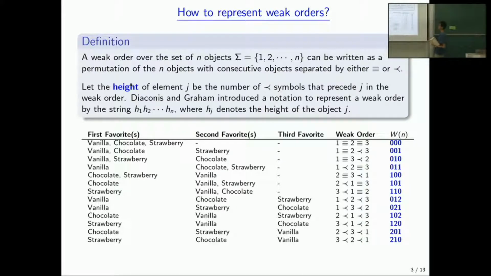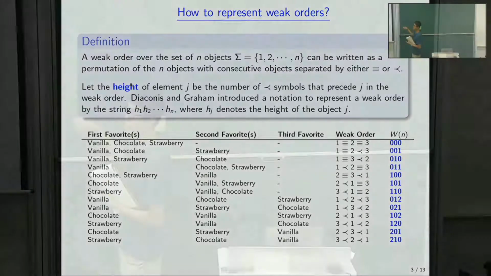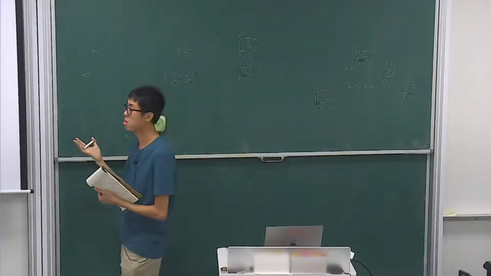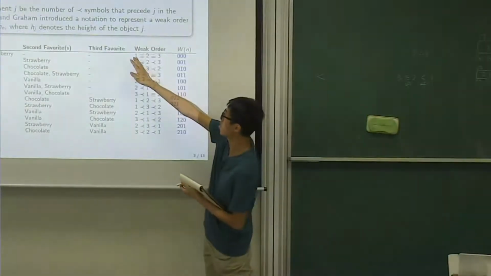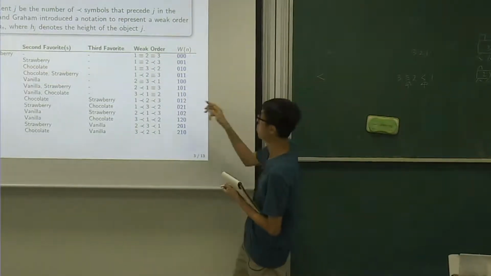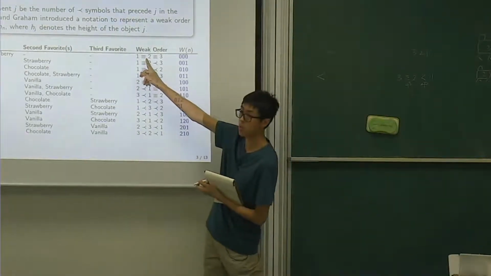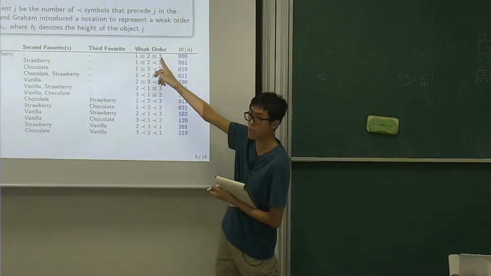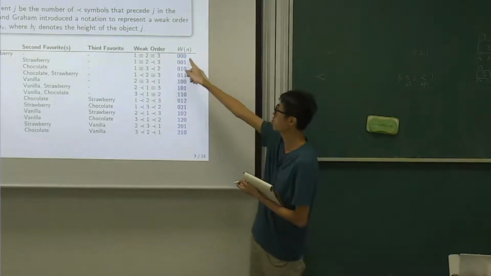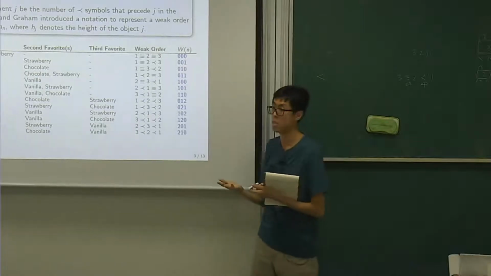For the high representation, the first digit represents the first horse. The second digit is the second horse. The third digit is the third horse. And we try to see how many of this symbol are in front of a particular horse. For example, in this case, there's no smaller symbol in front of 1, no smaller symbol in front of 2, no smaller in front of 3. So that can be represented as 0, 0, 0. This is what we call the high representation.